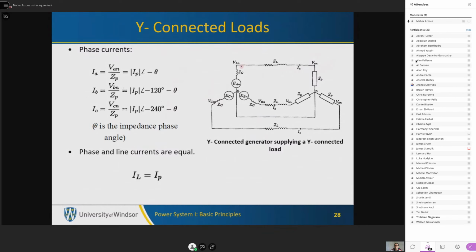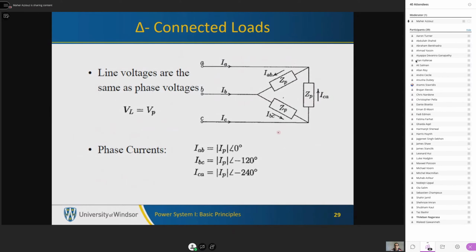For star connected loads, the phase current is the current through the load impedance. So if this is the load impedance, this will be the phase current, I phase. And as you can see, the phase current is equal to the current through the line, which connects the generator to the load. These two currents are equal. So if the load is star connected, then the line current will be equal to the phase current. This is not the case when the load is delta connected.